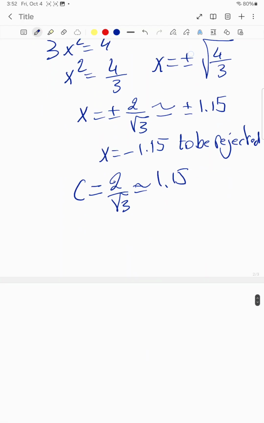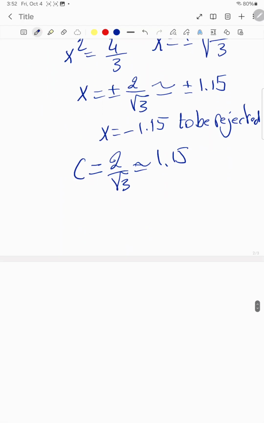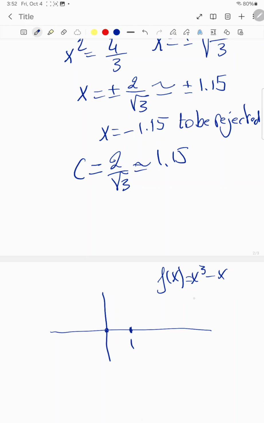So C equals 1.15, that means this is the tangent on that function. So if I want to draw that function, the function we said f of x was x to the power of 3 minus x, yeah? So if x equals 0, y is equal to 0. If x equals 1, y is equal to 1 to the power of 3 which is 1, minus 1 is 0. So that's another point. So I have the point 0, 0, I have the point 1, 0.